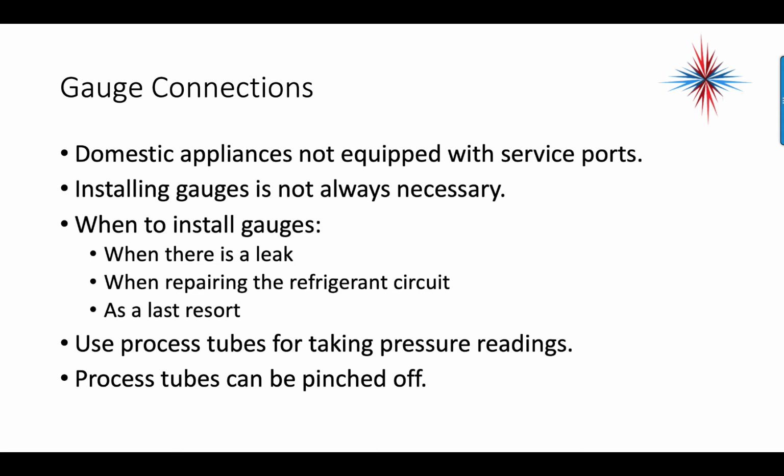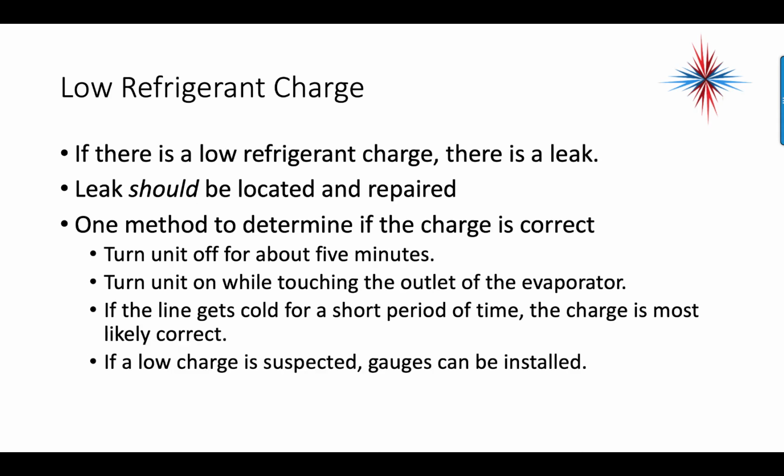Use process tubes for taking pressure readings. Process tubes can be pinched off when completed and soldered. If there's a low refrigerant charge, there's a leak. The leak should always be located and repaired. One method to determine if the charge is correct, you can turn off the unit for about 5 minutes. Turn the unit on while touching the outlet of the evaporator. If the line gets cold for a short period of time, the charge is most likely correct.